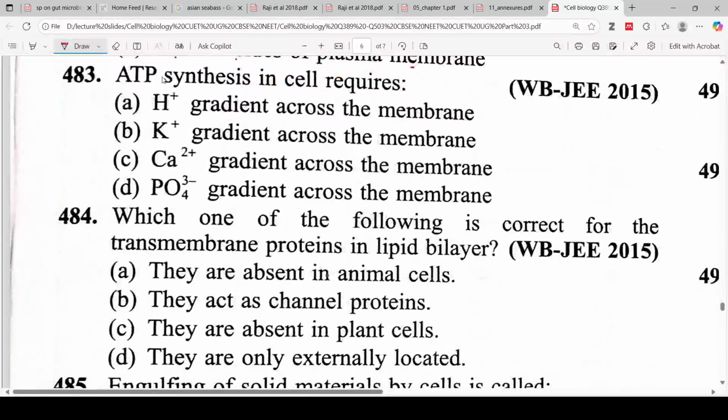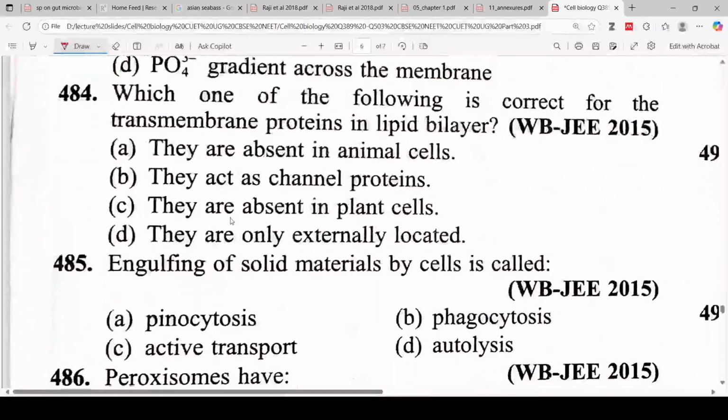ATP synthesis in the cell requires an H plus hydrogen ion gradient across the membrane, which will be the correct answer. Next question, which one of the following is correct for the transmembrane protein in the lipid bilayer? They are absent in the animal. They act as channel proteins. They are absent in the plant. They are only externally located. So the correct answer is channel protein.